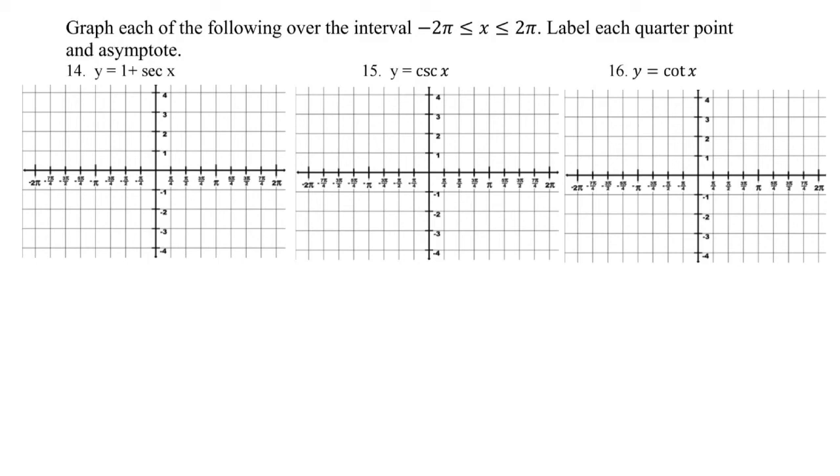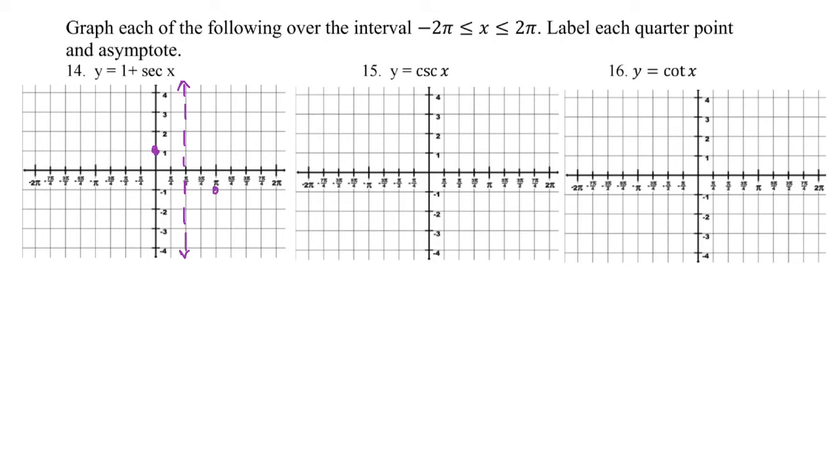Where cosine was 0, then secant would be undefined. So let's see if we can think about where cosine was 0. Well, cosine was not 0 at 0, it was actually 1. Well, pi over 2 was a place where cosine was 0, so the reciprocal of 0 is going to be undefined. So we have an asymptote there. And then at pi, cosine was -1, and so we have that value there.